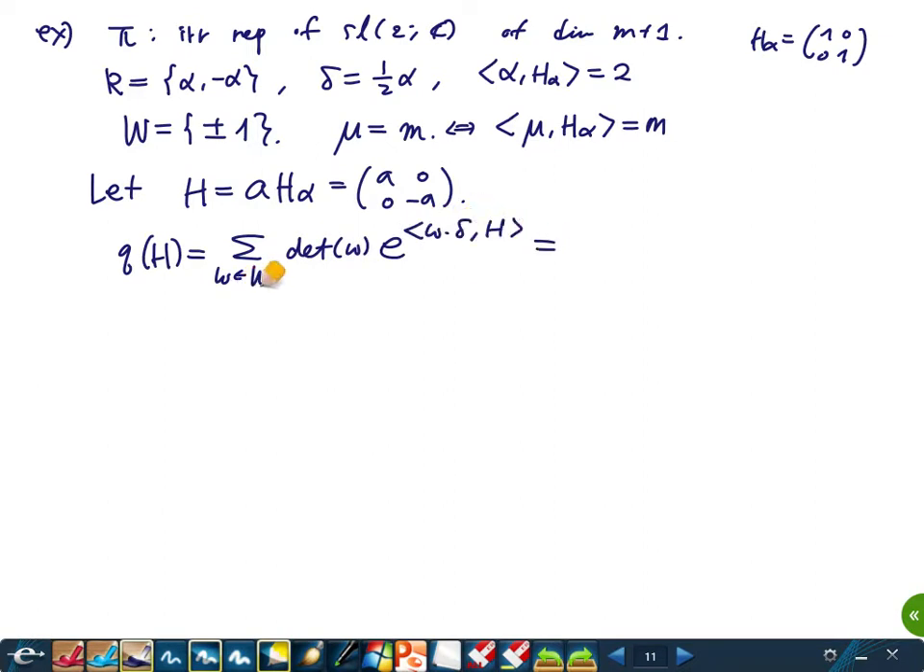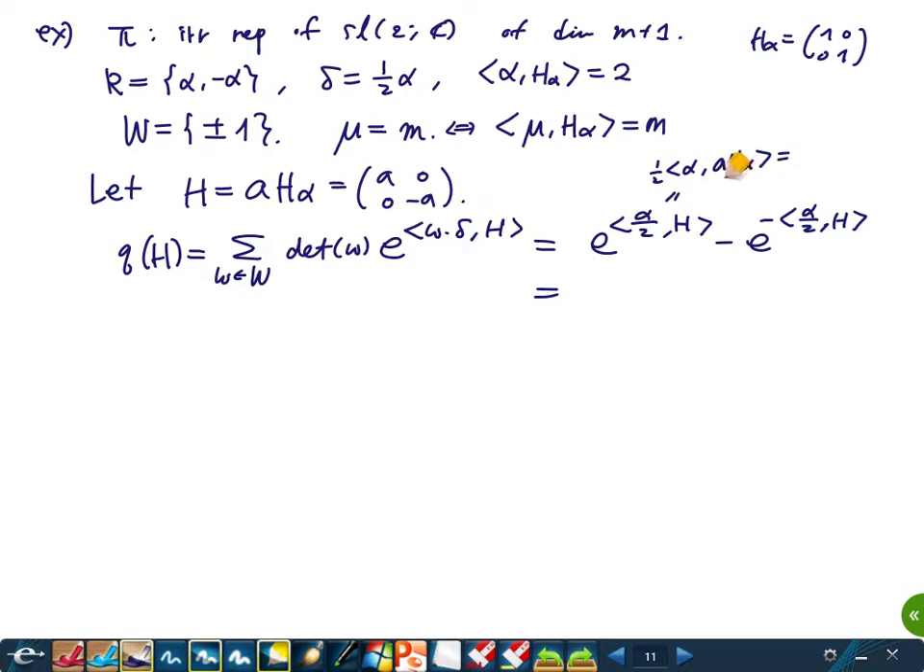But we have only two elements, 1 or minus 1. 1 has, of course, determinant 1. In that case, what is delta? It's 1 alpha over 2 h. And if we have minus 1, then, of course, the determinant is minus, and here it's going to be minus, right? What is that? This part is 1 over 2 alpha a h alpha.